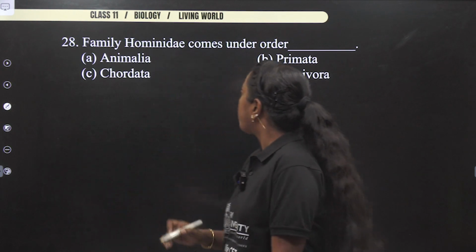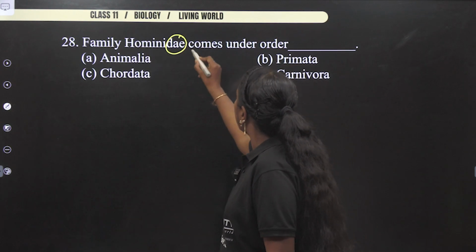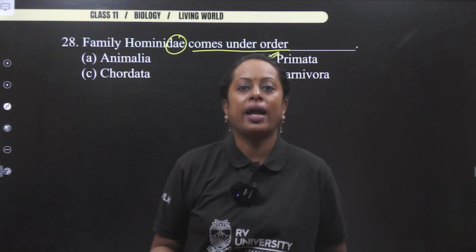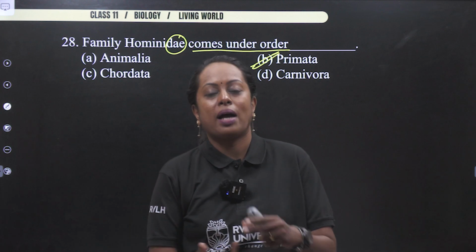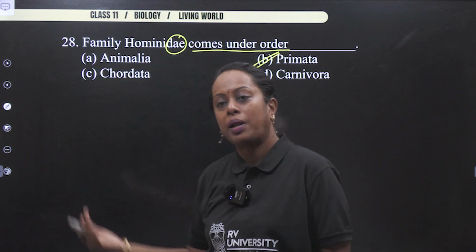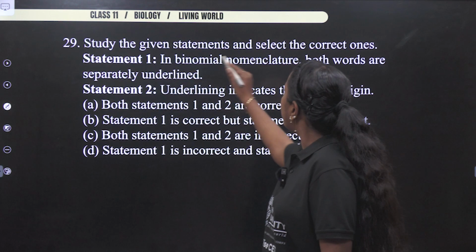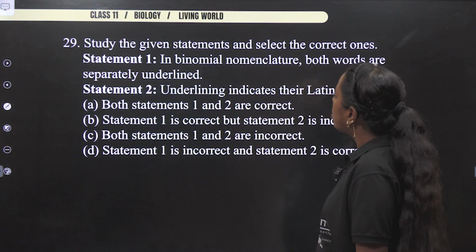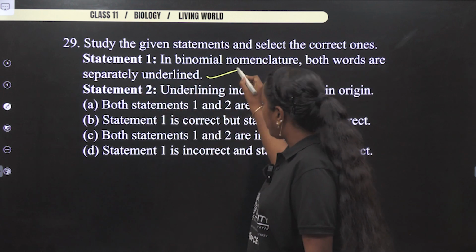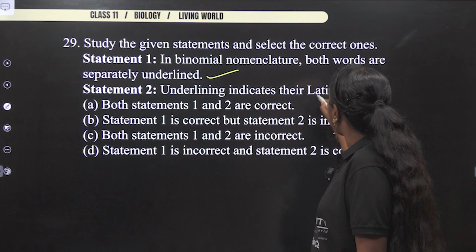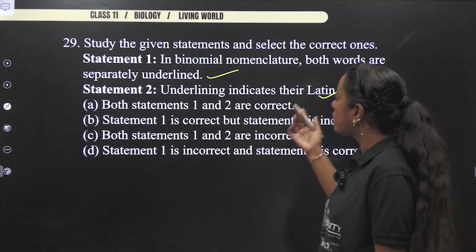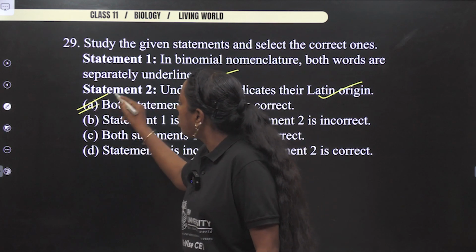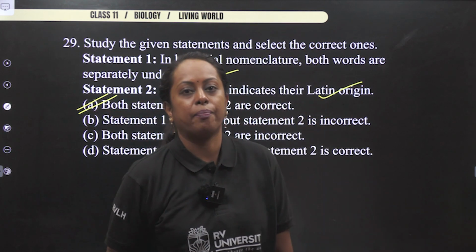Now let's see the next one. Family Hominidae comes under the order what? Primata, which includes all different kinds of primates, monkeys, chimpanzees, humans, all that comes under Primata. So next, study the given statements and select the correct ones. In binomial nomenclature, both the words are separately underlined. Yes. Underlining indicates they are Latin in origin. Yes, both the statements are correct. Both statements 1 and 2 are said to be what? Correct statements. Thereby the answer becomes option A.